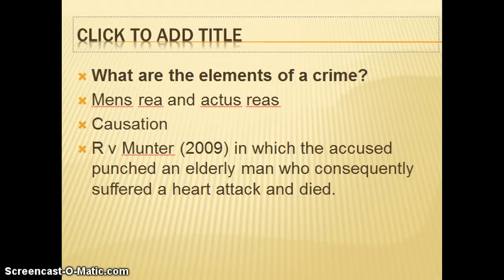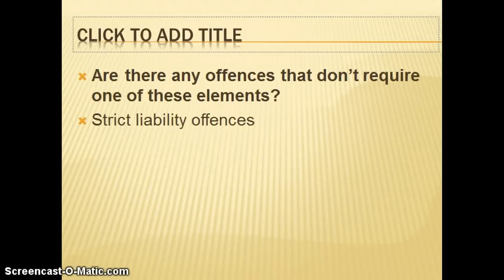Move on to the final part of this area: are there any offences that don't require one of these elements? Yes. There are things called strict liability offences, and this is where the prosecution doesn't have to prove that they intended to commit the crime. All they have to have is the actus reus, or the proof that it happened, and the causation, so the link between the act, the person who committed the act, and the crime.